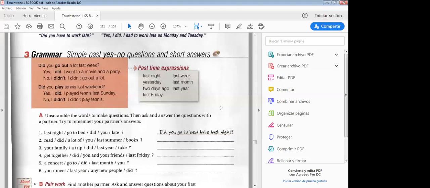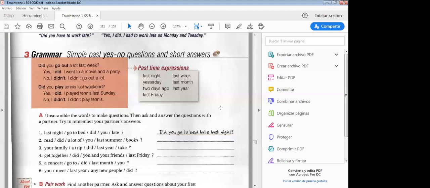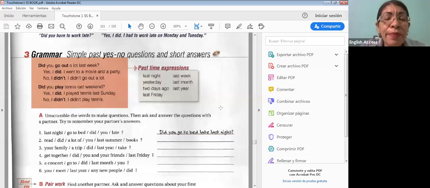Okay, if you pay attention on your right, you have a small box that says past time expressions. So these are the expressions that we're going to use for the simple past. One more time, I'm going to read and you're going to repeat after me. Okay, let's begin. Last night, yesterday, 2 days ago, last Friday, last week, last month, last year.